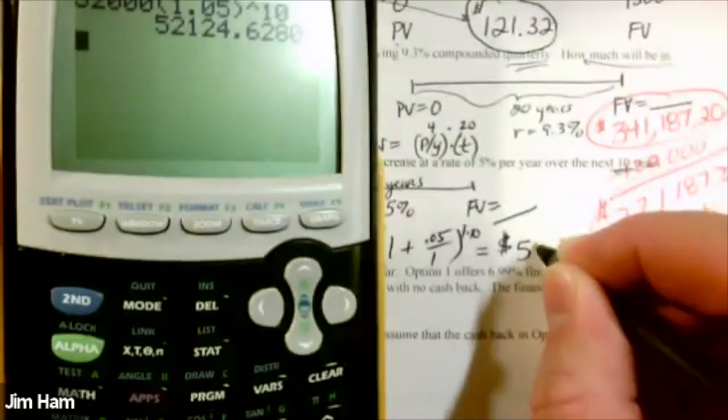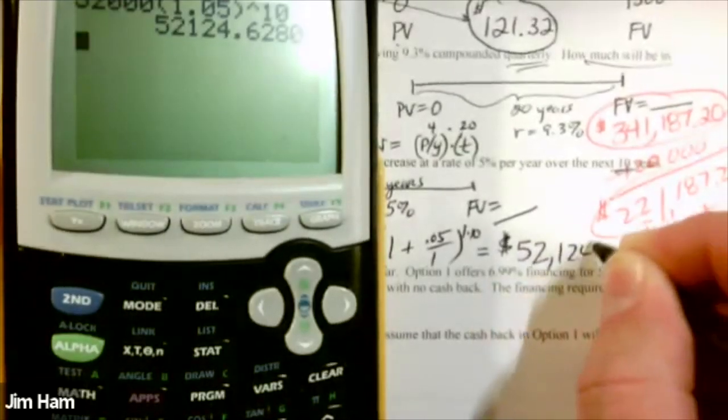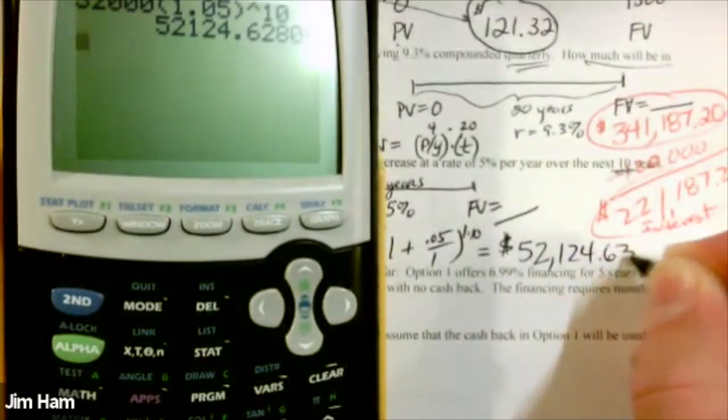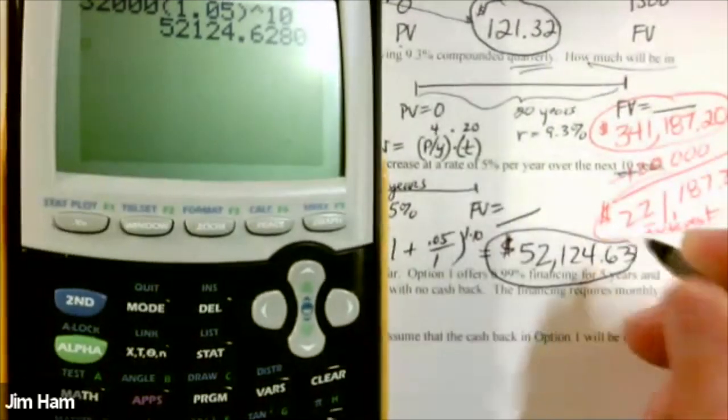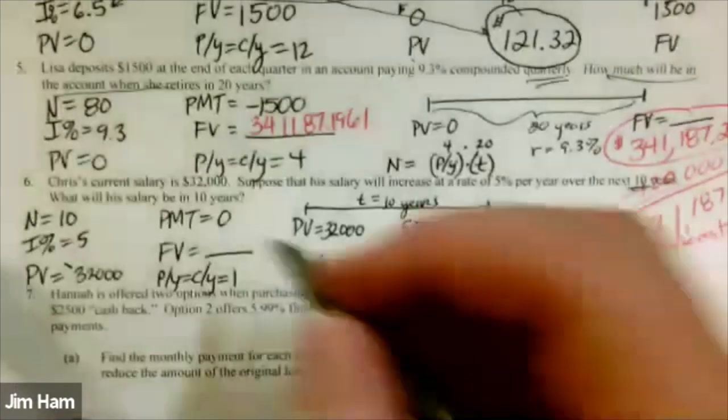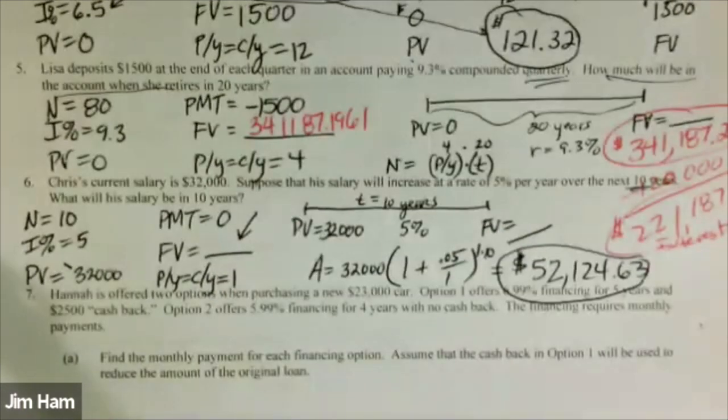Okay, so 52124.63. Yep. And the TVM solver would give you that same number right here if you use the TVM solver.